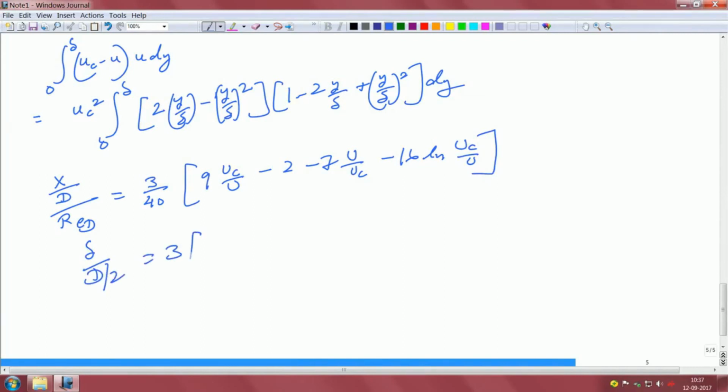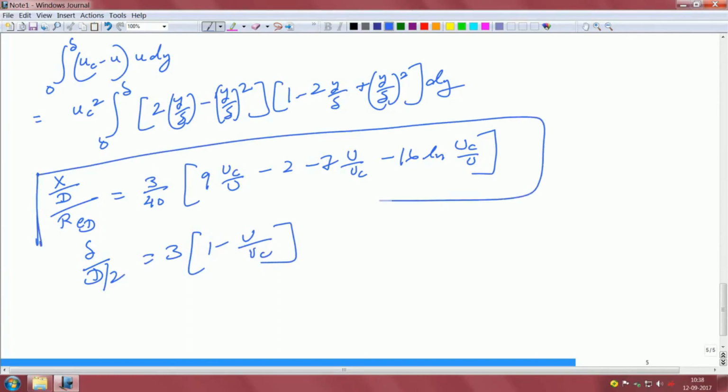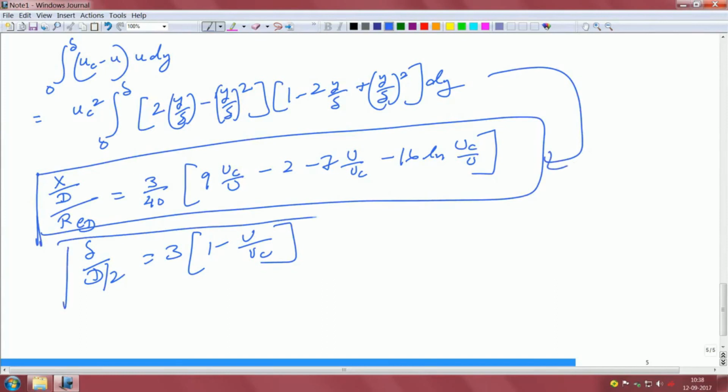We already showed the steps, so this is left as homework. You come from here to here, and this one we have already shown how to do. You just use this in the momentum equation and you will get this. There is a little bit of cumbersome math that is involved.